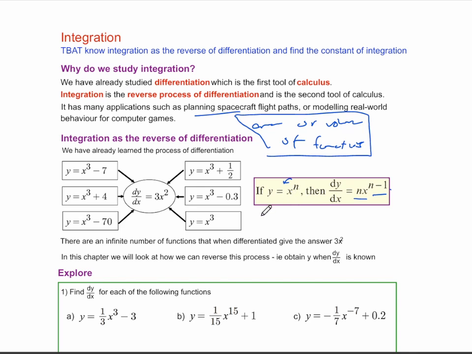But we also know that if you have a constant, then that constant goes away because it's x power 0, and if you take down the power, you're multiplying the whole thing by 0. And so that constant just disappears when you find the differentiation. As you can see here, these are all x cubes with a certain constant, all different, and they all give you a differentiation of 3x squared because only the first term is getting differentiated, since the second one is a constant and will just go away. Therefore, there are an infinite number of functions that, when differentiated, give you 3x squared with all the different types of constants you can have.